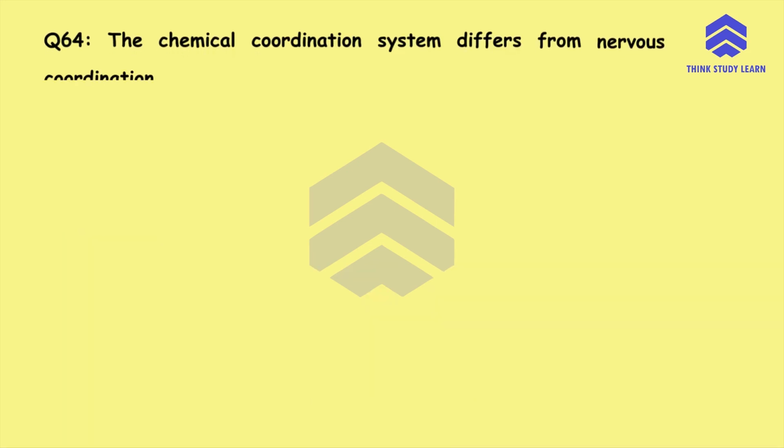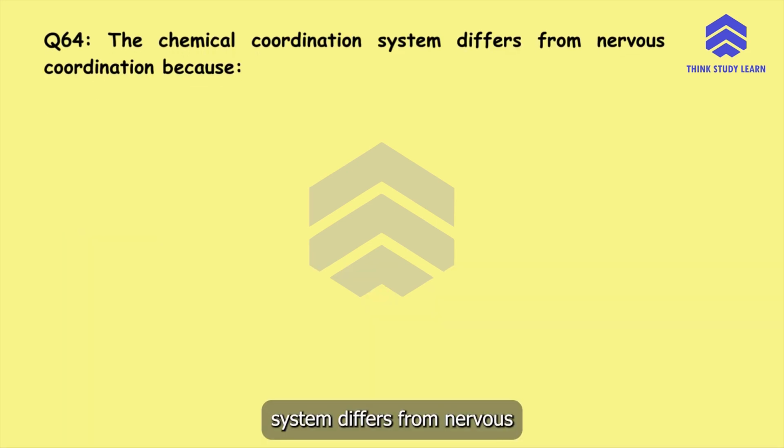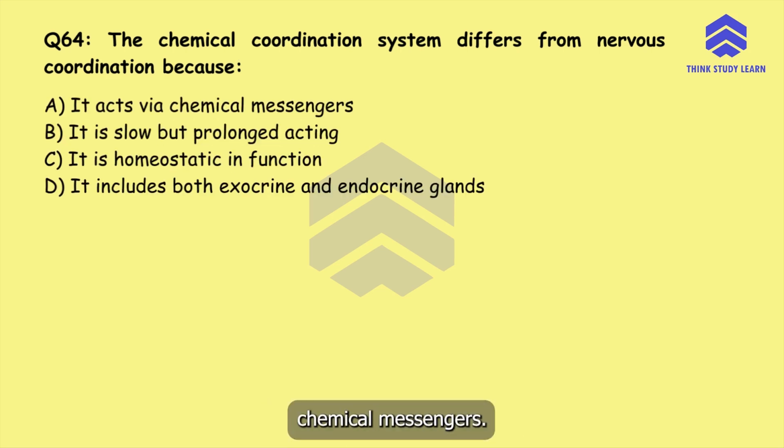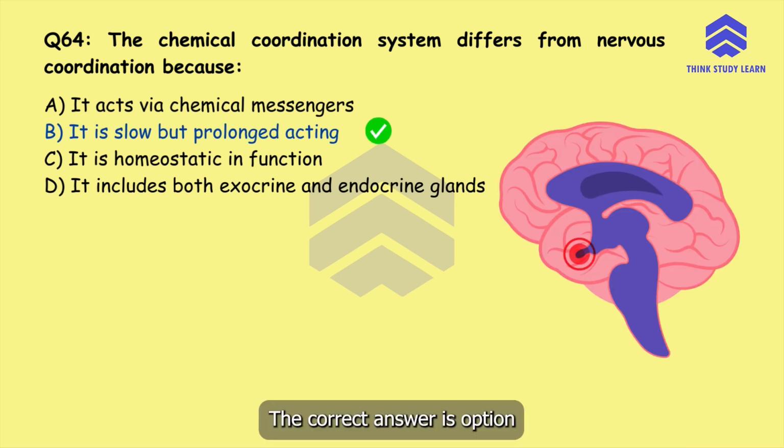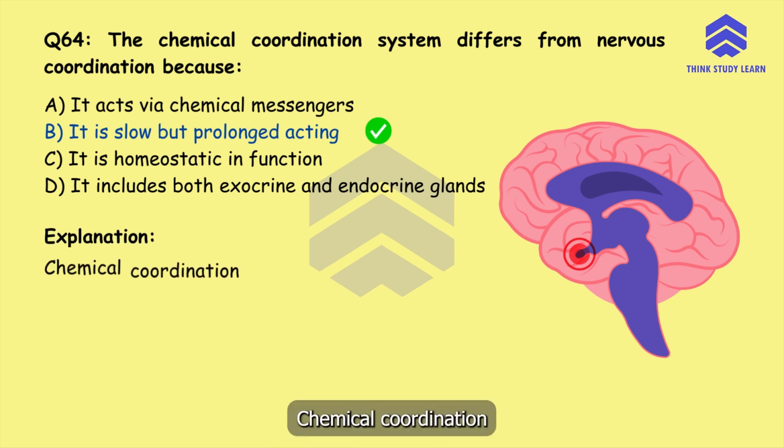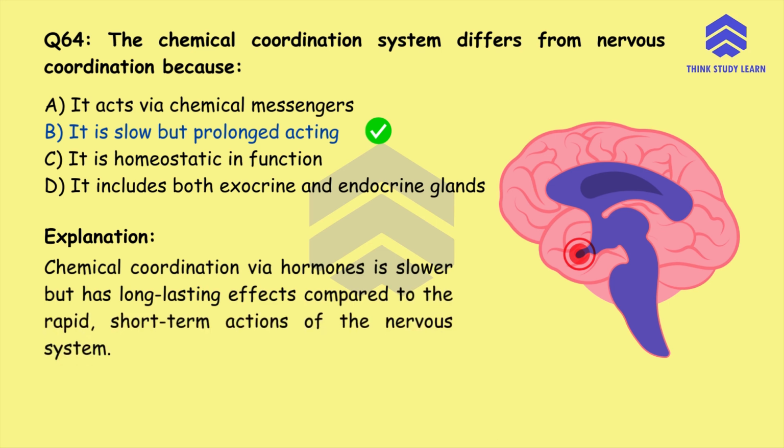Question number 64. The chemical coordination system differs from nervous coordination because option A, it acts via chemical messengers. Option B, it is slow but prolonged acting. Option C, it is homeostatic in function. Or option D, it includes both exocrine and endocrine glands. The correct answer is option B, it is slow but prolonged acting. Chemical coordination via hormones is slower but has long-lasting effects compared to the rapid, short-term actions of the nervous system.